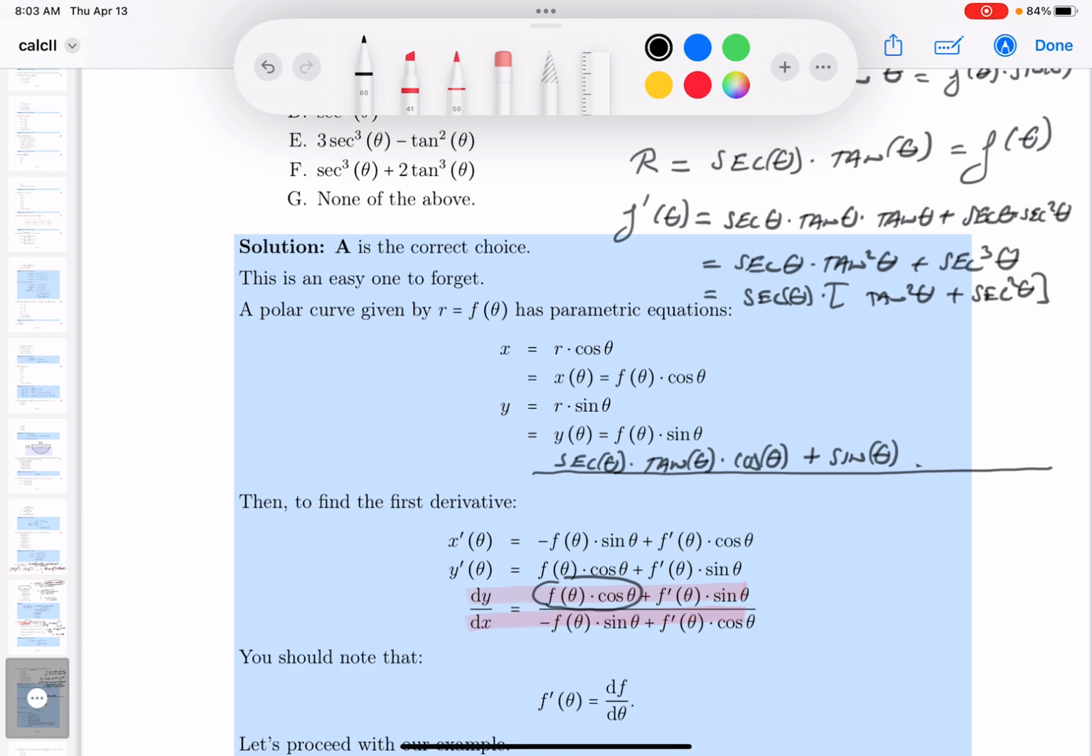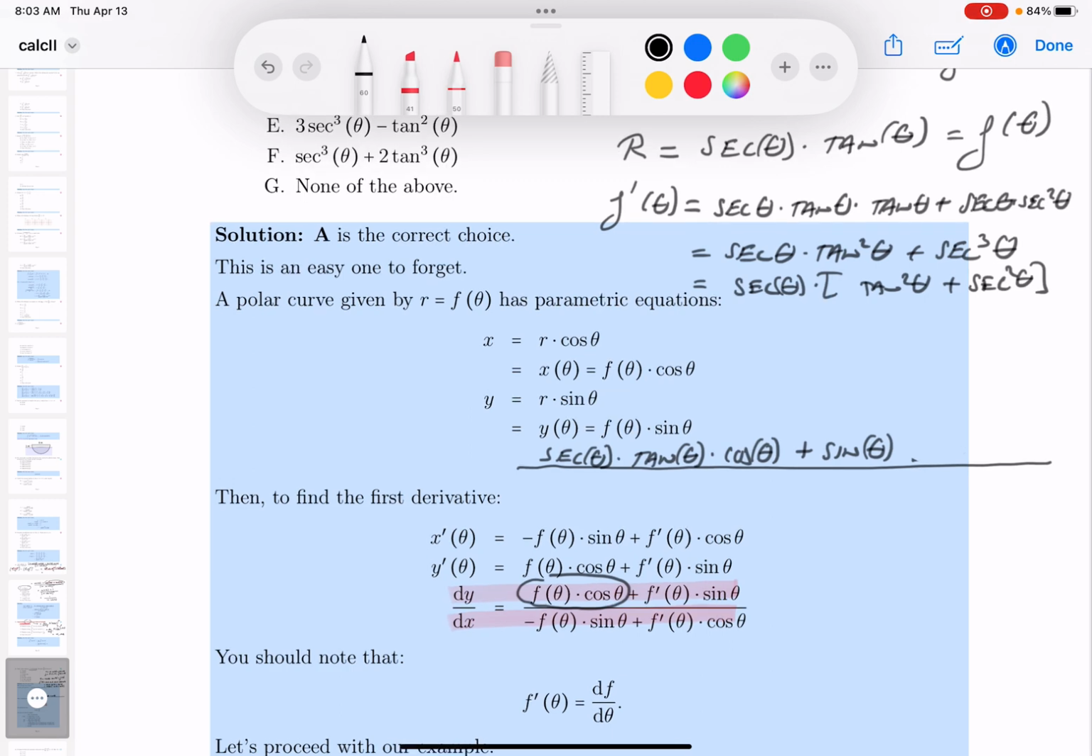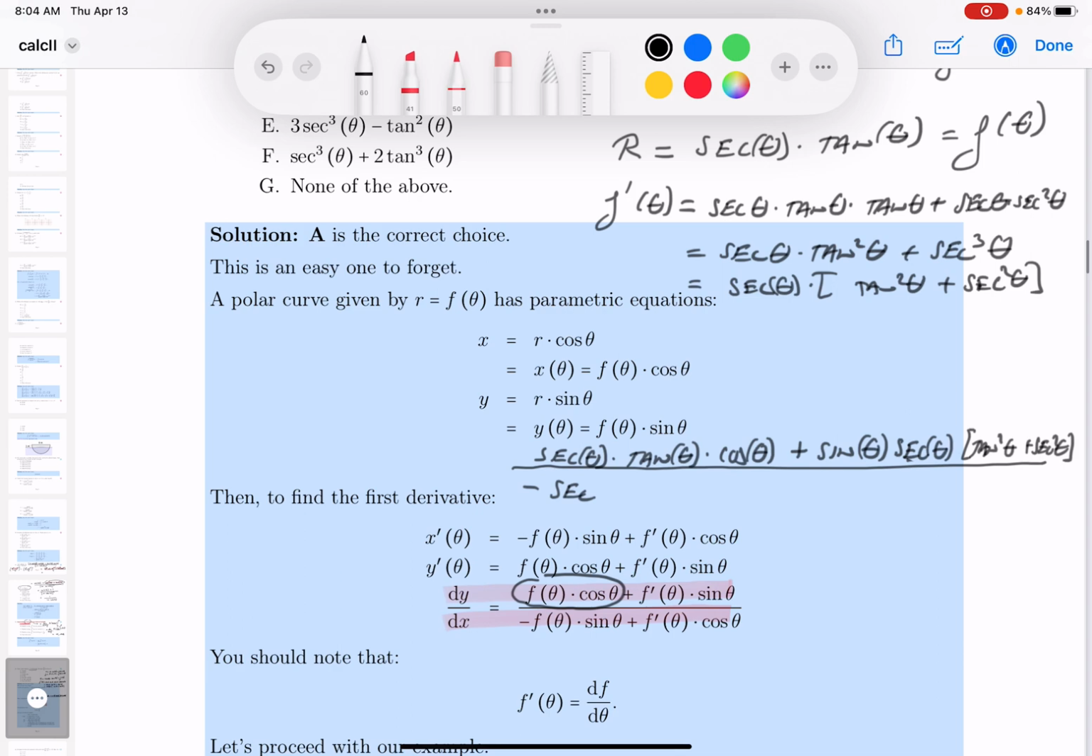All right, so let's write that down. And I'm going to write down secant theta, and then I'm going to get this tangent squared. Kind of hard to jam that in there, isn't it? Plus secant squared. All right, let's do the bottom. It's going to be minus f of theta, and f of theta is going to be secant theta tan theta times sine theta.